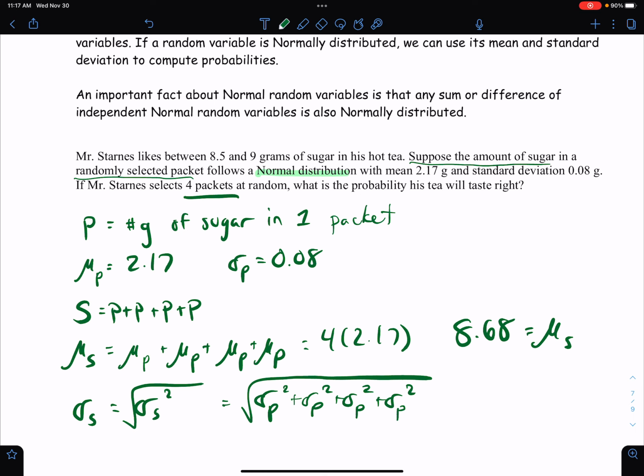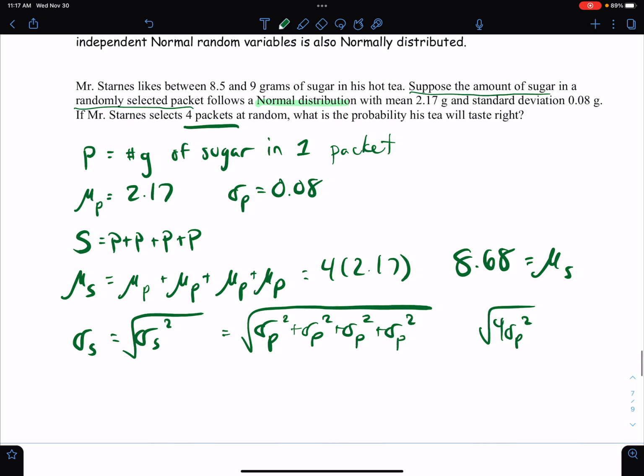So you could plug in 0.08 for each of them. If you just do the algebra, it would be 4 times the variance of P. The standard deviation is 0.08, so that would be 4 times 0.08 squared, which would be 0.16. So that would be our standard deviation of adding all 4 packets together. So we have the standard deviation, we have the mean. Now we can do normal CDF.